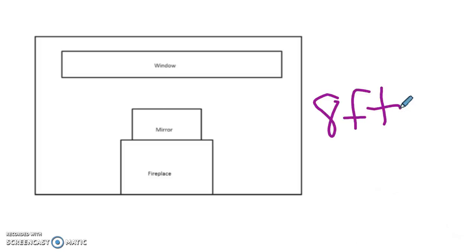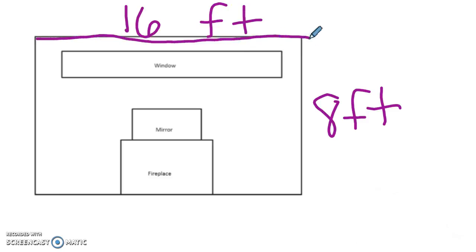Okay, and can someone raise their hand and tell me what is another word for base? Okay, awesome. So when it says the wall is 16 feet wide, that also is referring to the base. So we're just going to write that right here, because this entire wall is 16 feet. This entire thing right here is 16 feet, and this entire thing is 8 feet.